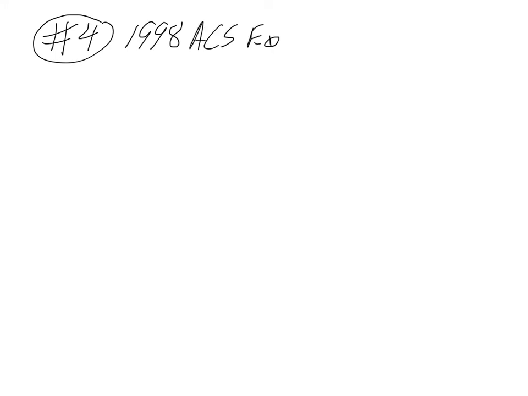Right, so looking at number 4 from the 1998 ACS test, it asks, which species is most likely to undergo a 1,2 hydride shift? So we should be thinking, why would something undergo a hydride shift? What kind of carbocation would it be? What kind of carbocations would undergo a hydride shift? Primary or secondary.